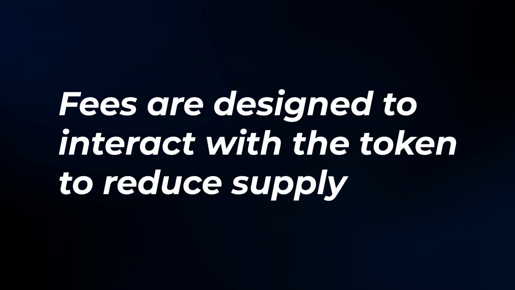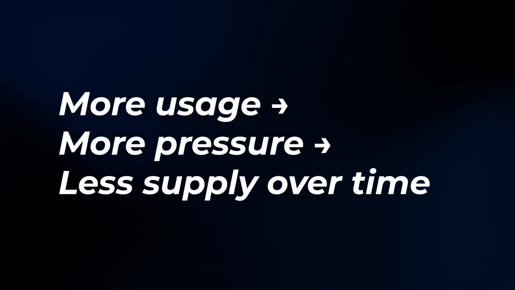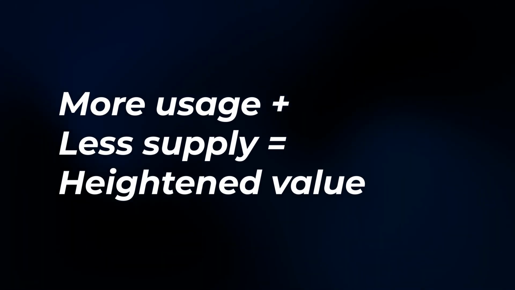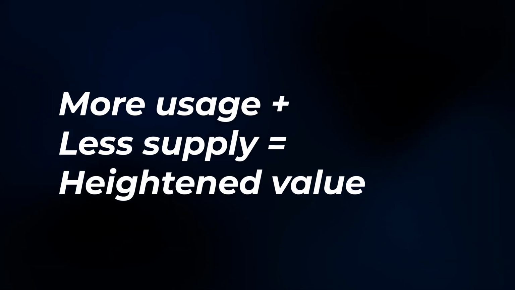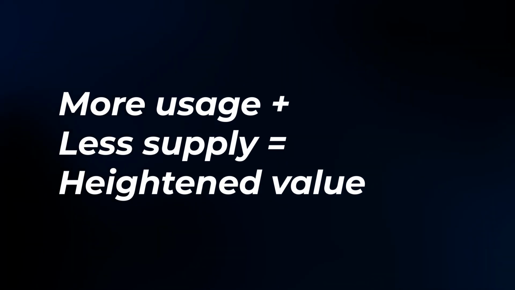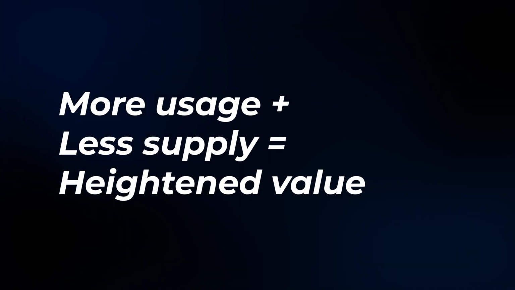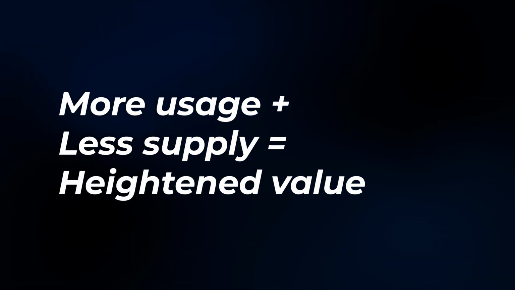The main idea is that more usage creates more pressure on the token, which causes less supply over time. If more people are using it while the supply is shrinking, that can push the value up. But that only works if people are using it, and because of that, it's a token on PulseChain that people are watching very closely. As more people use it and supply gets reduced, the price has room to move up quite a lot over time.